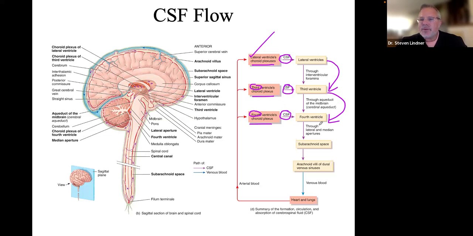From the fourth ventricle, it can flow through the lateral aperture and the median aperture, and it goes in that subarachnoid space all the way up into the arachnoid villi, which I'll show you where that is. The arachnoid villi is up here near the dural venous sinus. And now it's going to enter the venous blood. It's going to go to the heart and lungs, back into the arterial blood, and it continues its circulation all over again.